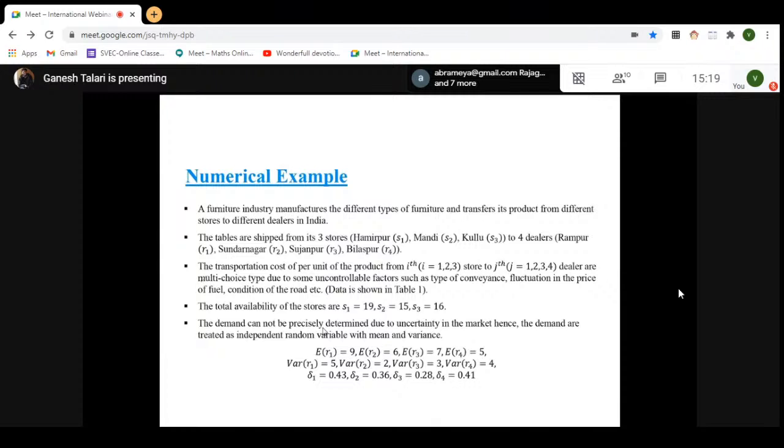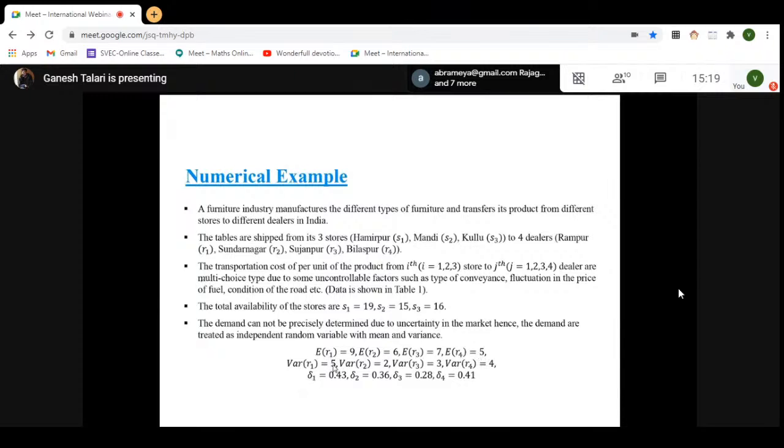Okay, so there are 3 origins and 4 destinations that I have to consider. And how many furniture items are available? In Hamirpur it's 19, Mandi it's 15, and Kullu is 16. The demand is uncertain in nature. That's why, after applying the Galton distribution, I found the mean demand: the mean of Rampur is 9 furniture, Sundarnagar is 6, Sujanpur is 7, and finally Bilaspur is 5.